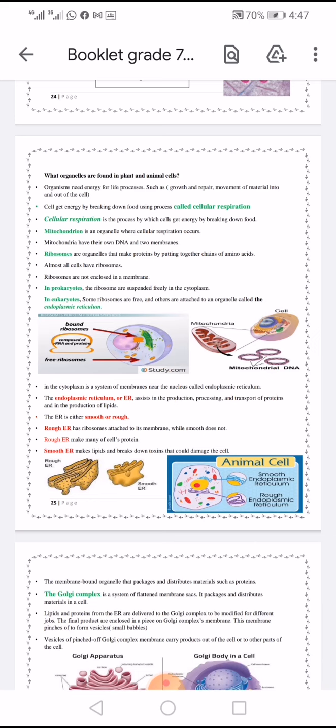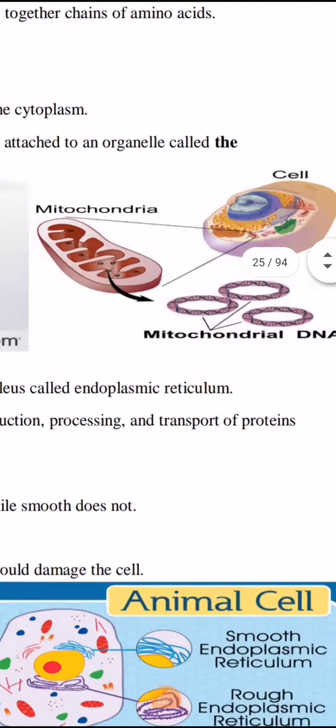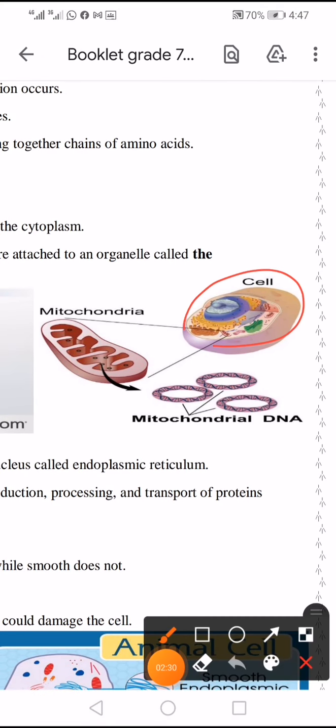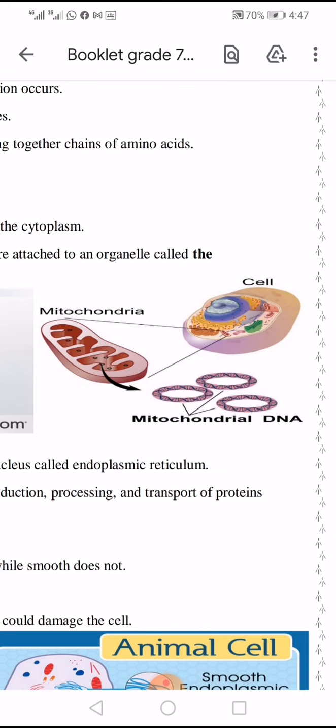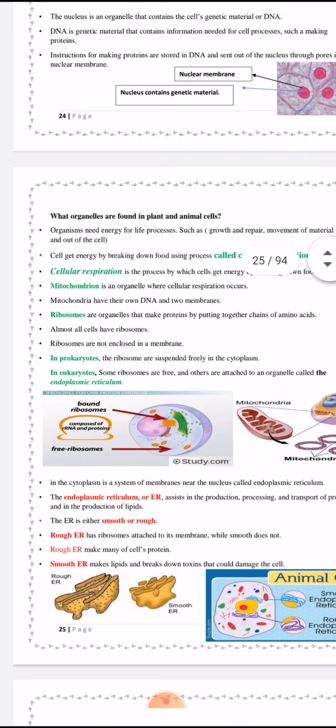Mitochondria have their own DNA and two membranes. Look, this is a mitochondria inside the cell. This is a cell. Inside it is a mitochondria like this. Inside the mitochondria there is their own DNA and two membranes. So mitochondria are found in both plant and animal cells.